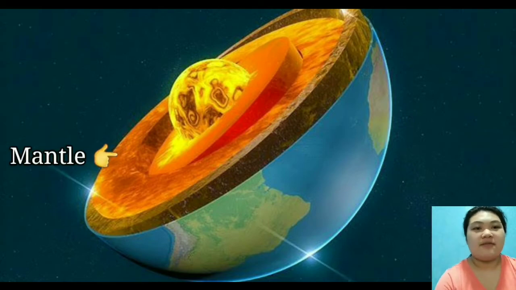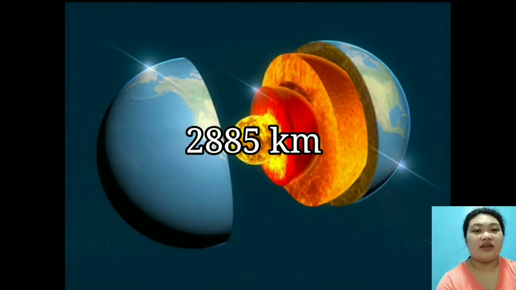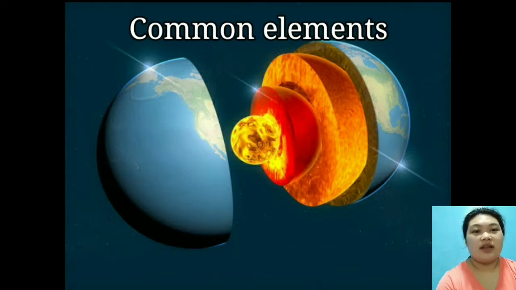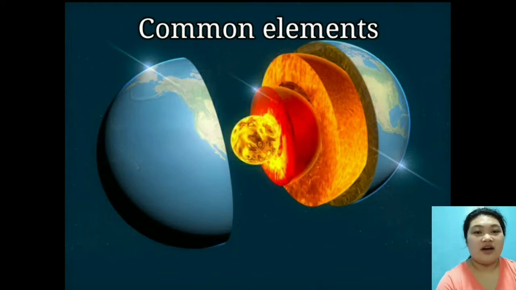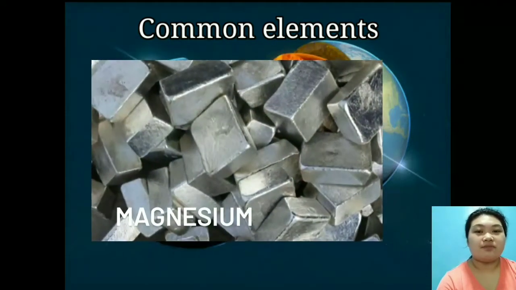Mantle. The mantle is the mostly solid bulk of Earth's interior. The mantle lies between the Earth's dense, super hot core and its thin outer layer, the crust. The mantle is approximately 2,885 kilometers thick. The common elements found in the mantle are silicate rocks, iron, and magnesium.